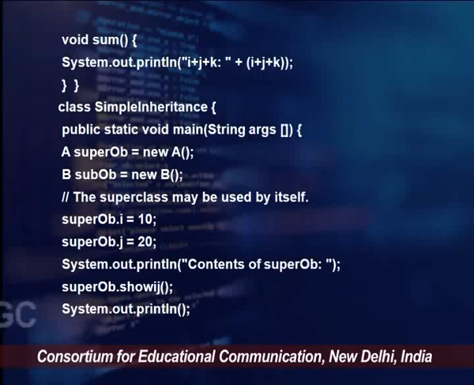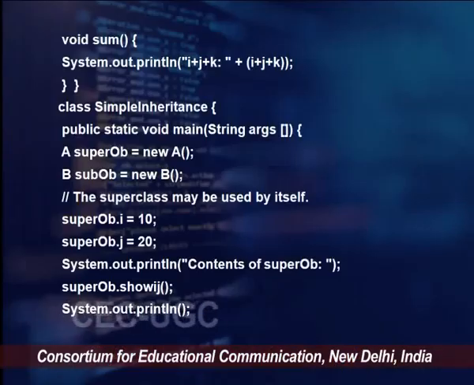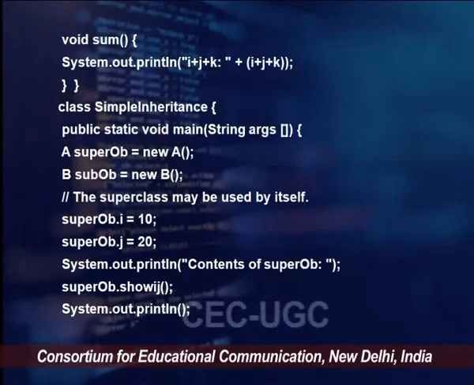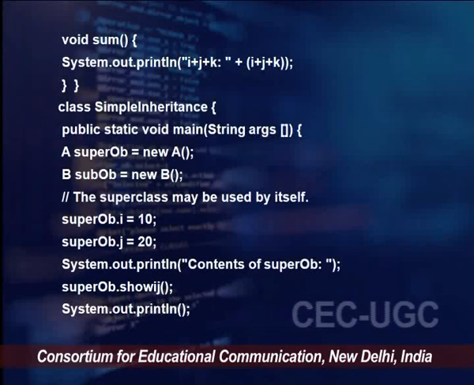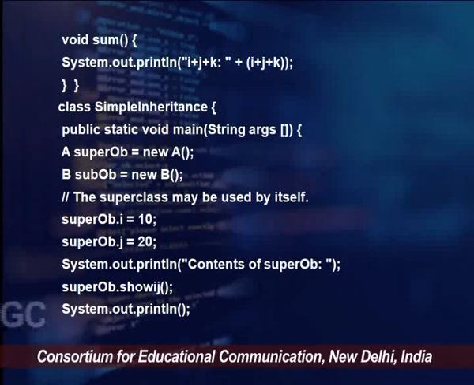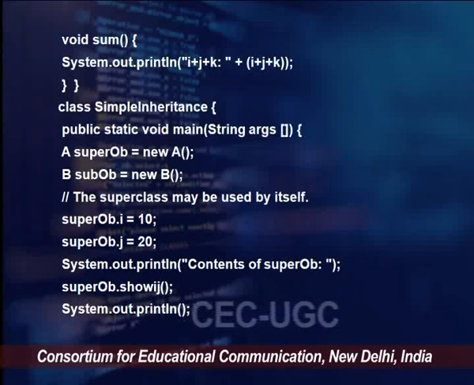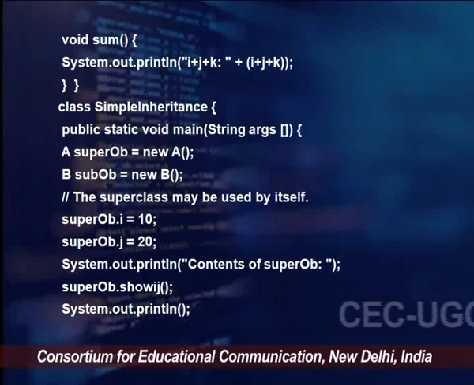So we have two classes, one is A, another one is B, and we are going to create two objects, or we can say two reference variables. One is named super OB, that's an object of class A, and another one is named sub OB, which is the object of the class B. So here A super OB is equals to new A, that's the standard way of creation of objects we have seen in so many programs.